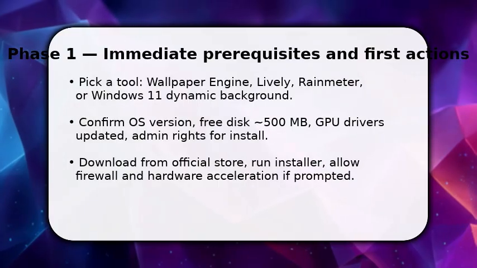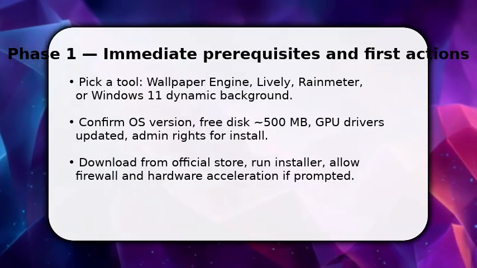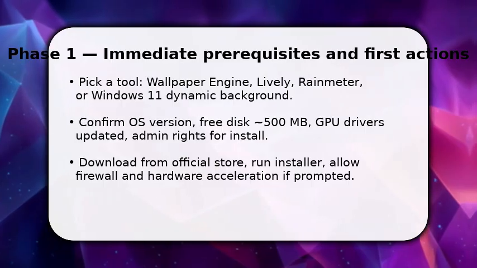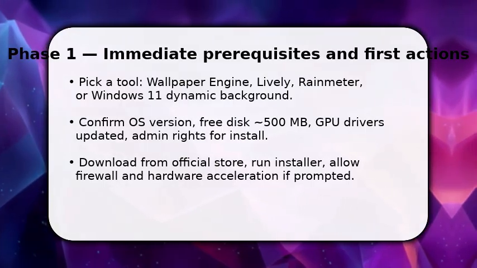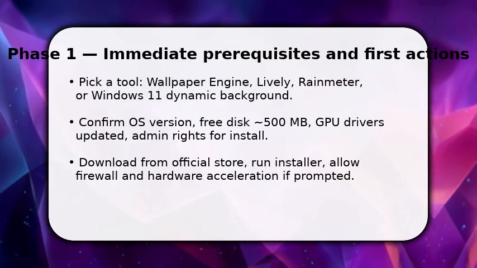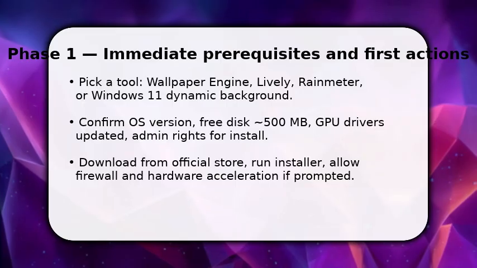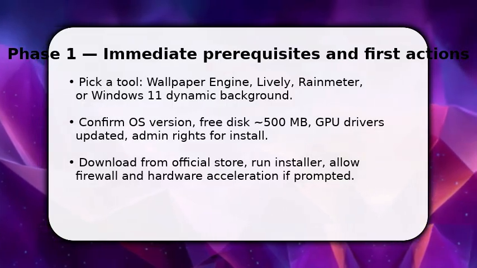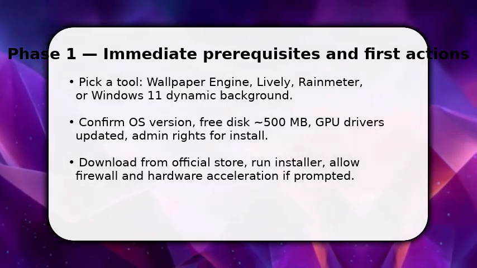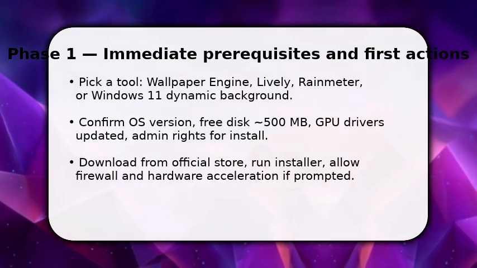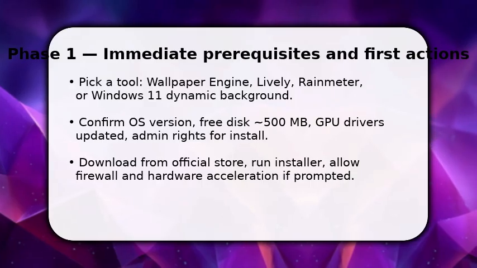You'll start by choosing a tool and preparing the PC. This determines capabilities and performance. Once decided, make sure your OS, GPU drivers, and about 500 MB free disk are ready because installs write cache and assets. Next, download from the official store, run the installer, and grant admin and firewall permissions so the app can access media and system settings. You do this now to avoid permission errors later.